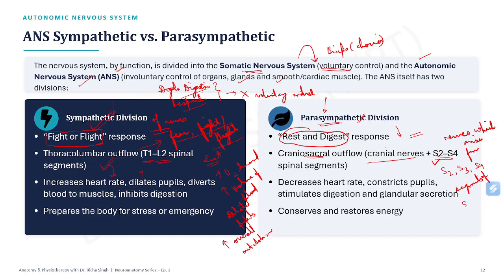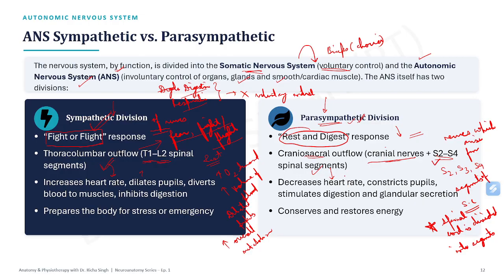of your spinal cord. So to highlight here, the spinal cord is divided into segments, which we will discuss in the further slides. So these segments S2, S3, S4, along with control from cranial nerves, decide the parasympathetic response. This response decreases your heart rate because you're not in an emergency.